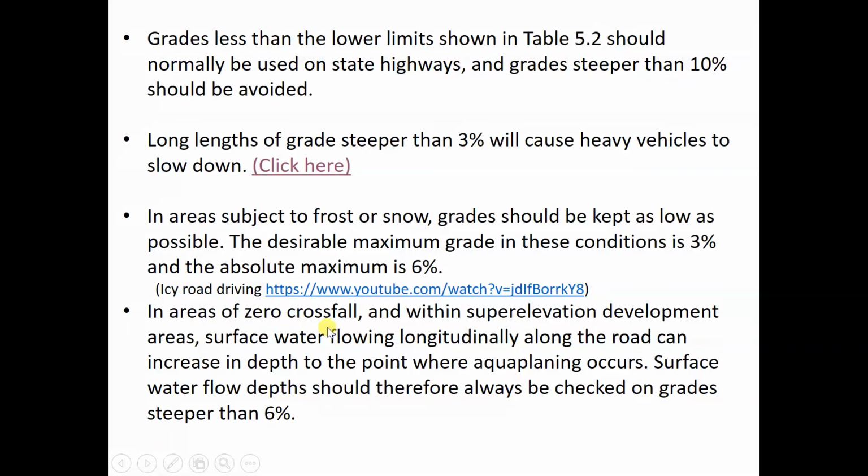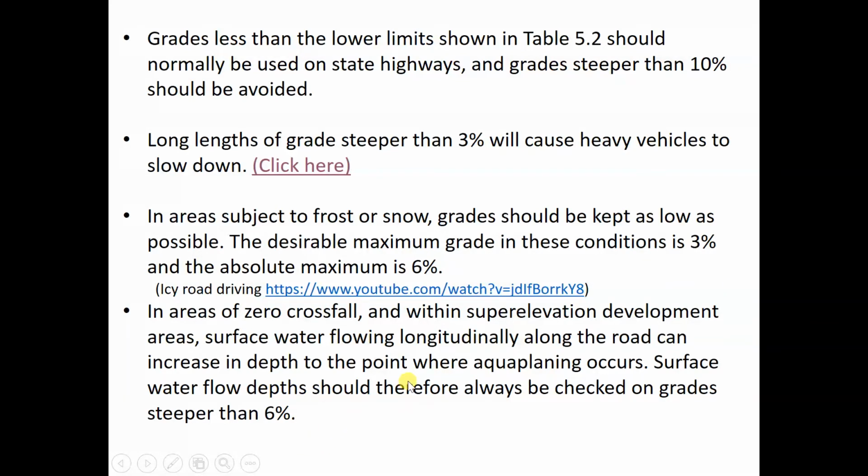In areas of zero cross fall and within super elevation development area, surface water flowing longitudinally along the road can increase the depth to the point where aquaplaning occurs. Surface water flow depths should therefore always be checked on grades steeper than 6%.